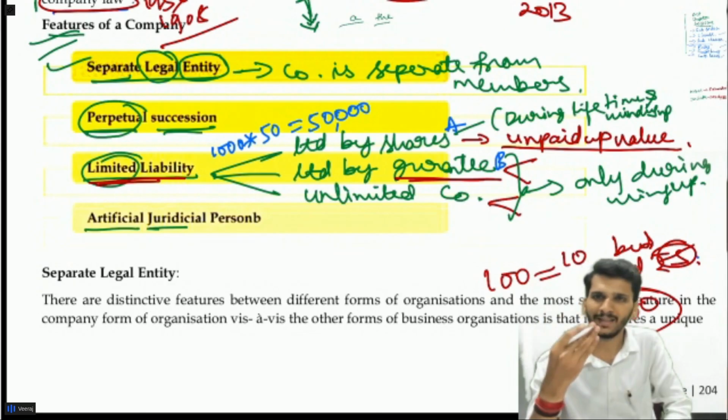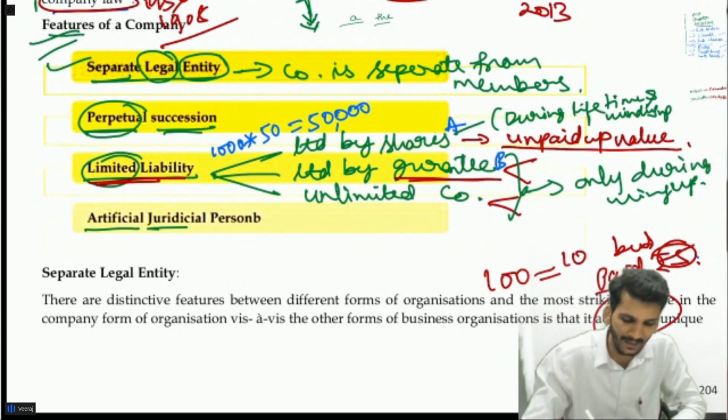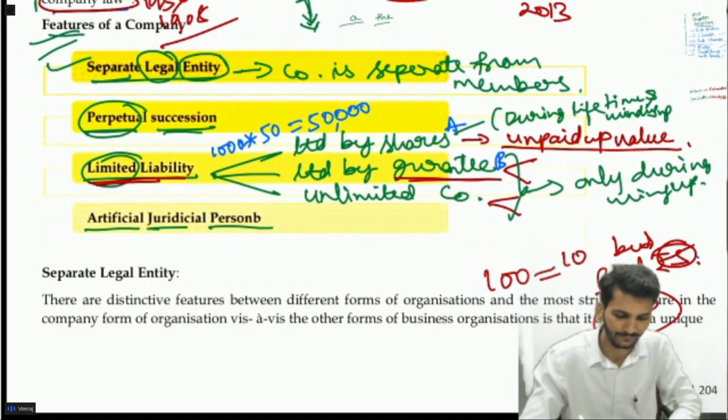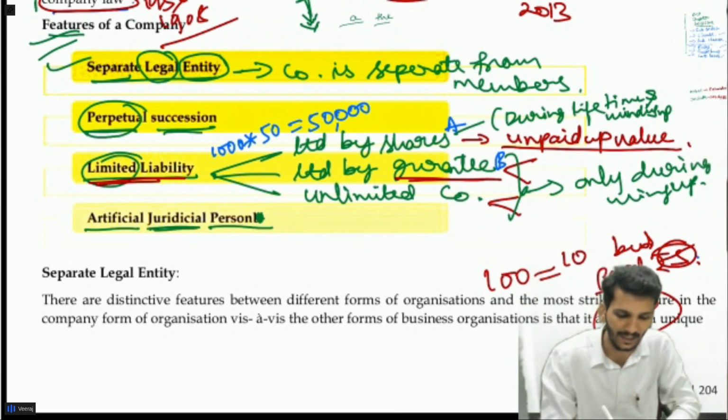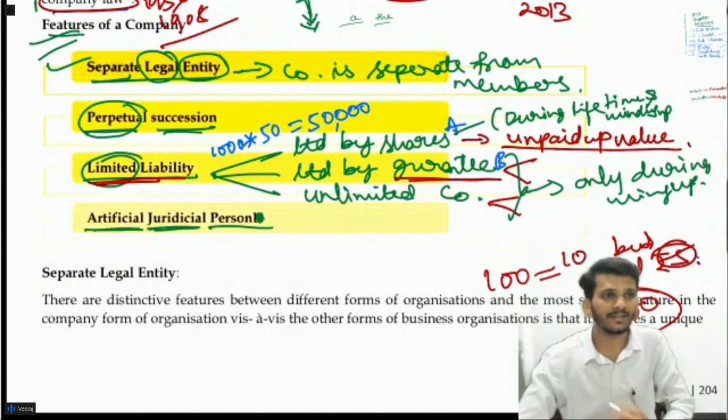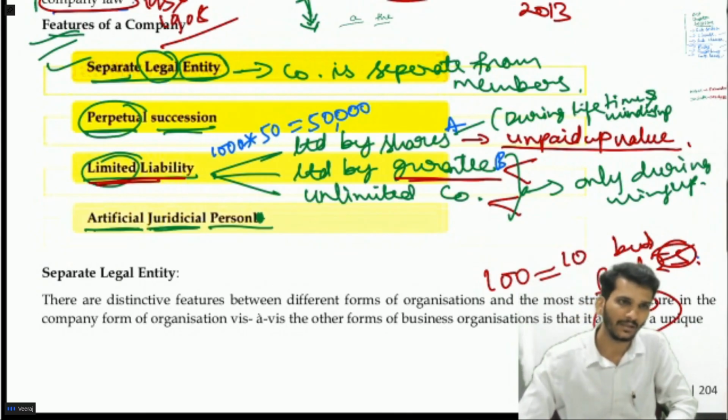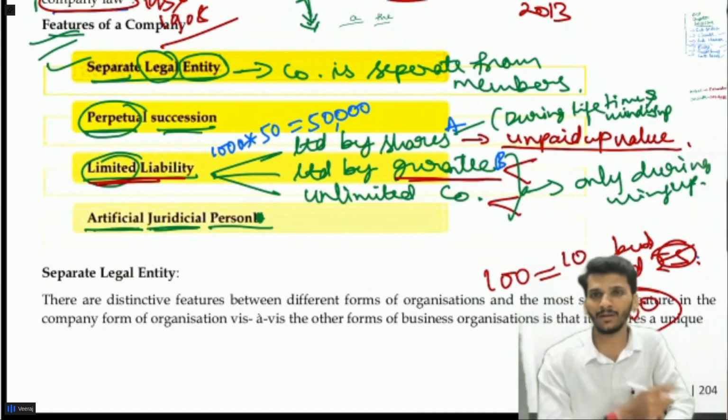They can do all the activities as we are doing. So, company is an artificial juridical person. What is person? Person means a member. What is juridical? As per the law, as per the judicial system. It is artificial because it is not a natural person. It is created in the eyes of law, and it can be wound up only in the eyes of law only. Law created it, so only law can remove it; we cannot close it ourselves.